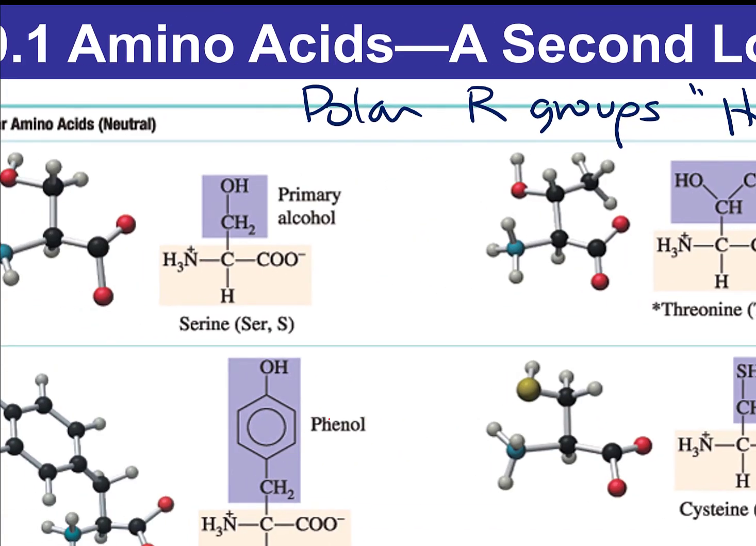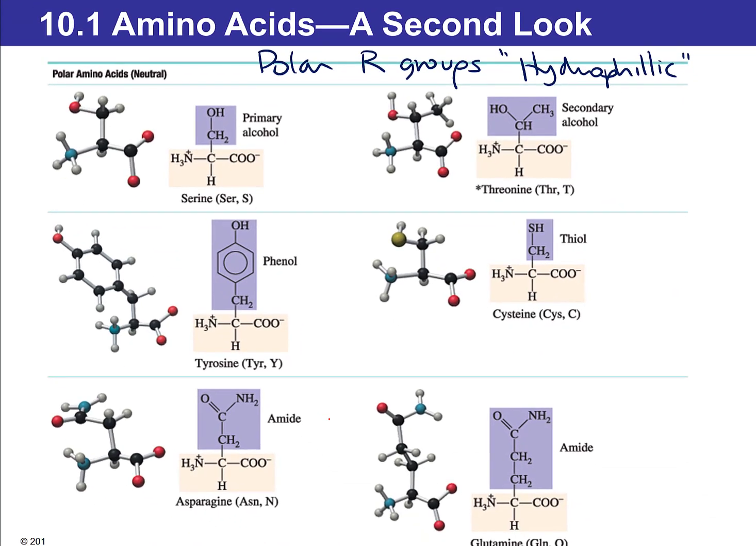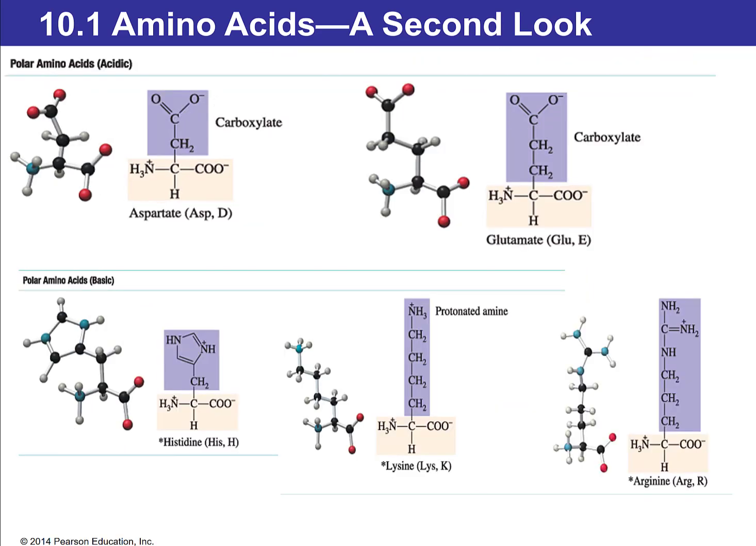Threonine has the alcohol. Serine has an alcohol group. So all of those having that oxygen means that it can hydrogen bond with water. So it's going to be polar. It's going to want to be able to interact with water if it gets the chance. The last group, and this is the last 5, so there's a total of 11 that are polar.